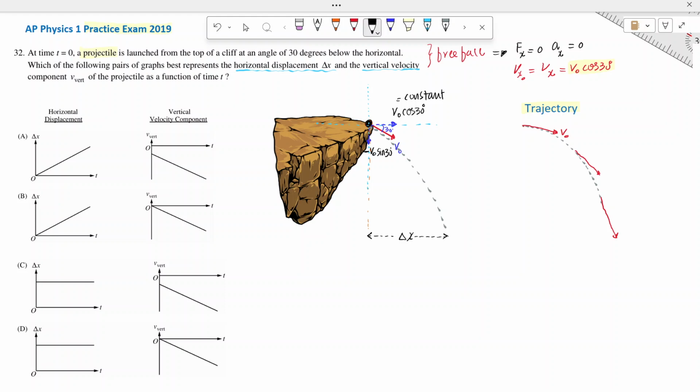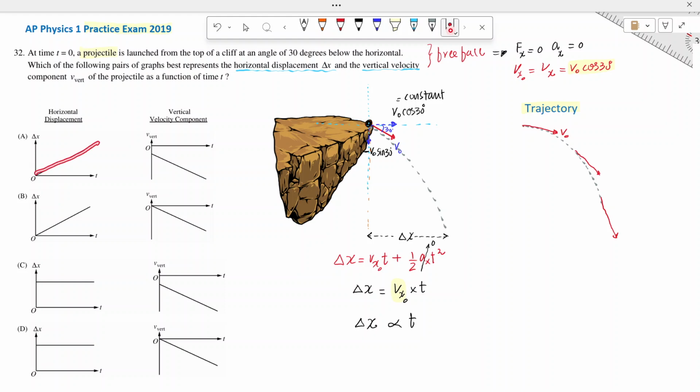So we can apply the kinematics equation. Delta x is equal to vx0 t plus 1/2 ax t squared. Since I told you that ax is 0, it means that this is equal to the initial velocity in the x direction multiplied by the time. This is a constant value, which means that its horizontal displacement is proportional to the time. That's why we should have this type of line, right, which you see exactly.